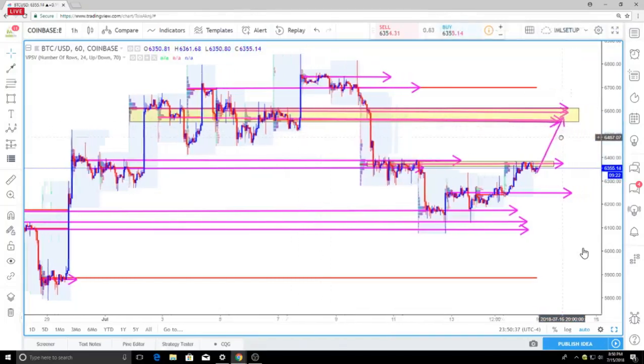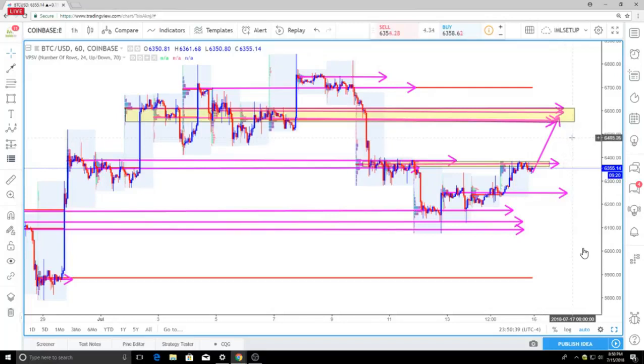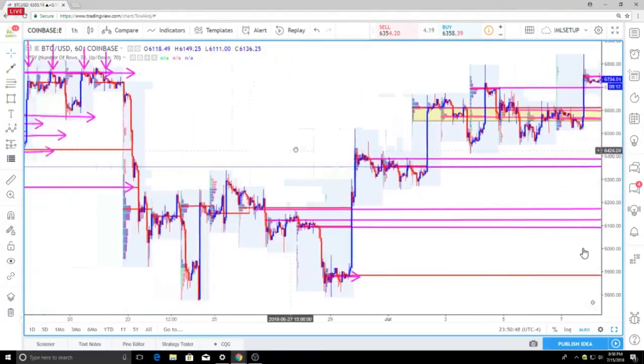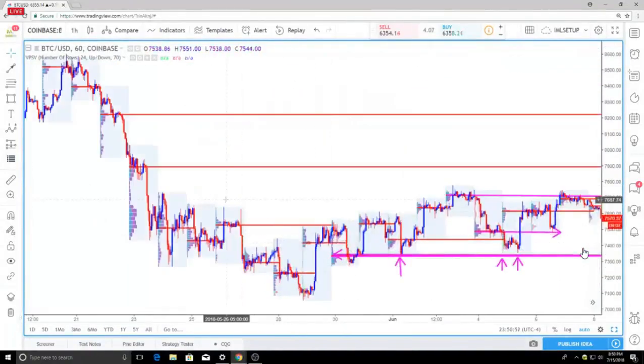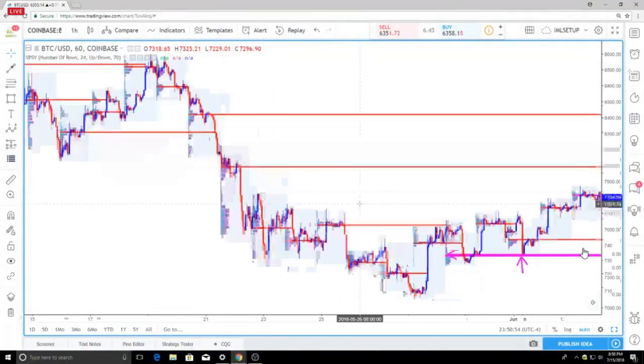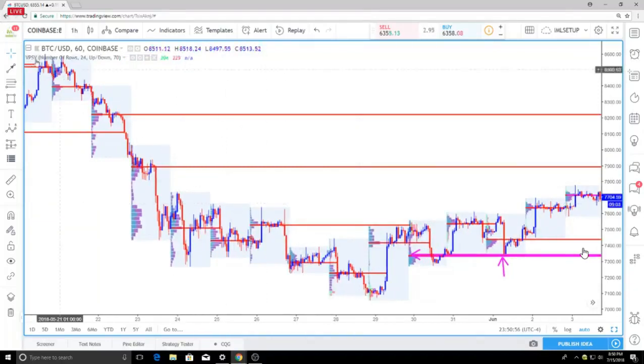So now when you're looking at markets like Bitcoin, or some of these markets that you feel are hard to analyze, it's really not that hard if you realize that the market's creating these volume nodes all over the place. It's creating these volume nodes for you to trade later on.